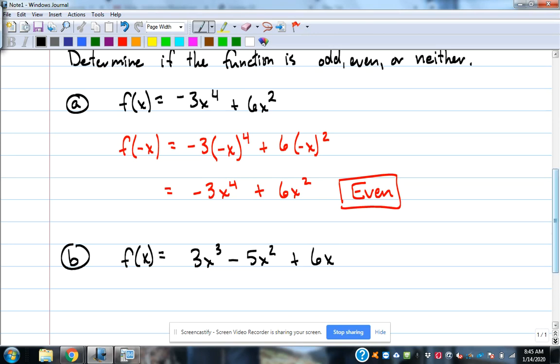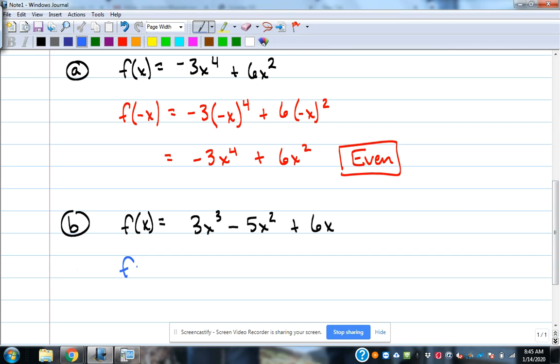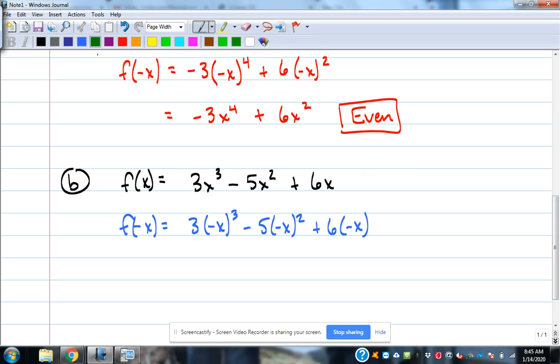Let's test this function. We're going to plug in negative x and simplify it as much as we can. So when I cube negative x, that's negative x times negative x times negative x, which would be negative x cubed. So what's 3 times negative x cubed? Negative 3x cubed. Okay, so that changed the sign of the first piece. That's nice. Maybe thinking this might be odd.